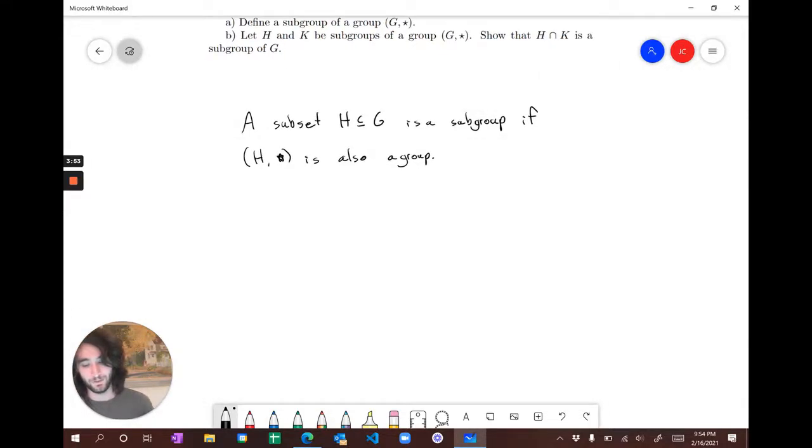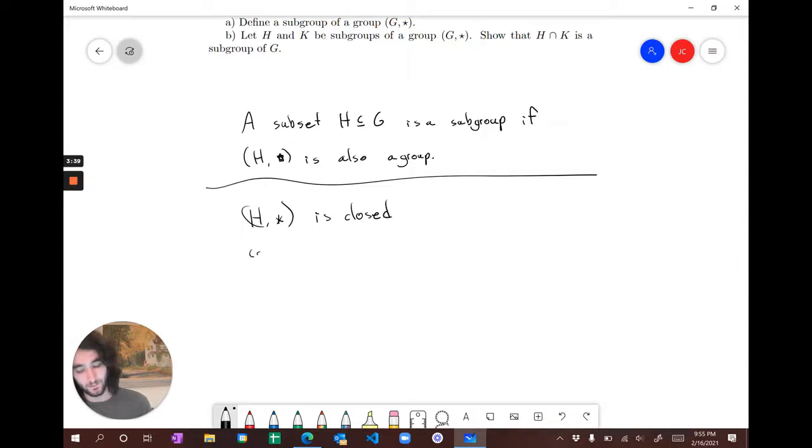There are other equivalent ways to define it, right? You could define it like this. You could say H, with the star, is closed. It contains the identity. So whatever the identity element of G was, it contains that. And H also contains inverses. As in, anything that's inside of H, its inverse is also inside of H. So that's another equivalent way to define it.